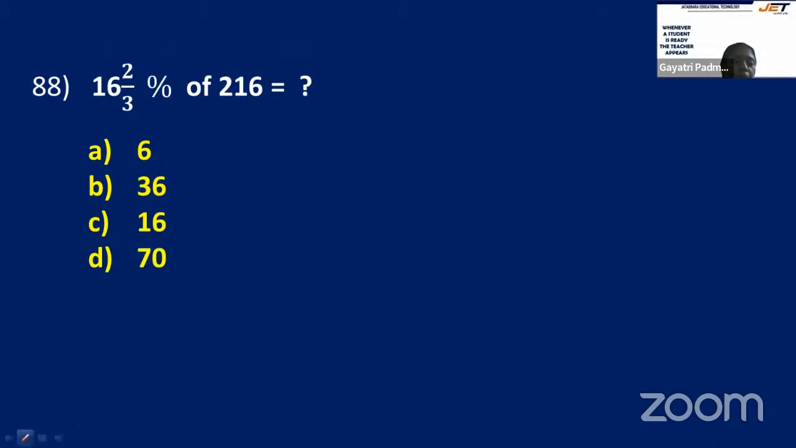Here we have a mixed fraction percentage. So what is 16 2/3 percent of 216? So how do you do this? Make it into an improper fraction, from mixed to improper fraction. So you have to multiply these two and add 2, right? So 6 3s are 18, plus 2, which will give us 50. So it is 50 by 3 percentage.